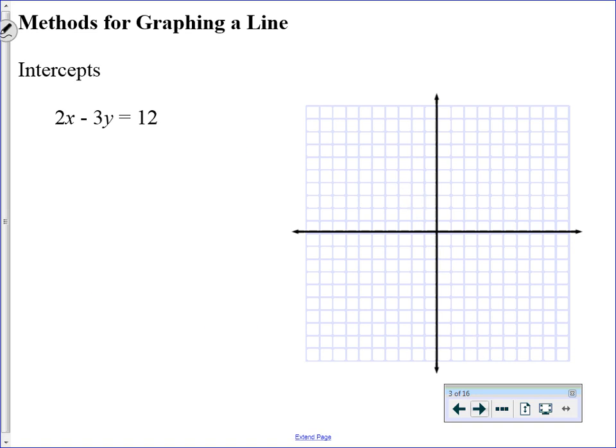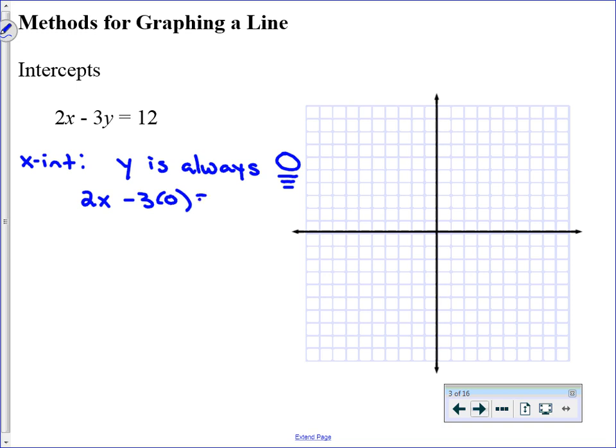The second method that we went through and tried was our intercepts. So you'll remember here, when we are trying to find our x-intercept, there was one really big hint there. Your y is always 0. So we know that in this equation, we can plug a 0 in place of the y and now solve. We hopefully notice that those go away. -3 times 0 is just 0. So all we have is a 2x that's equal to 12. We divide both sides by 2, and we wind up with our x that's equal to 6.